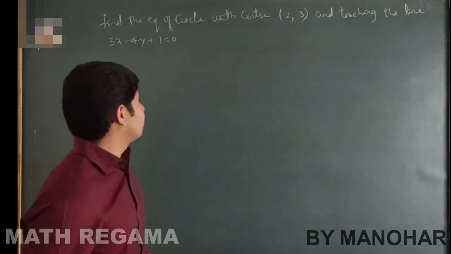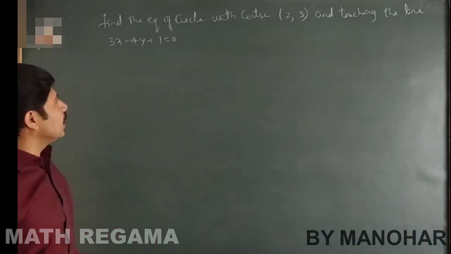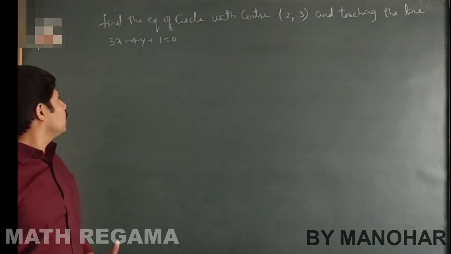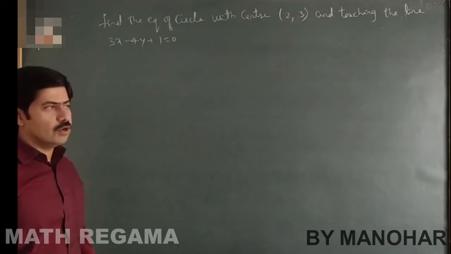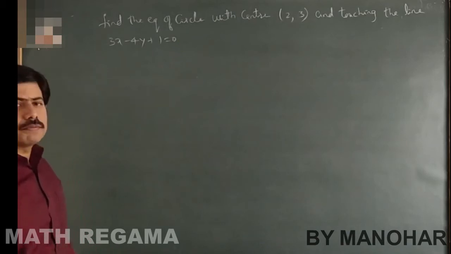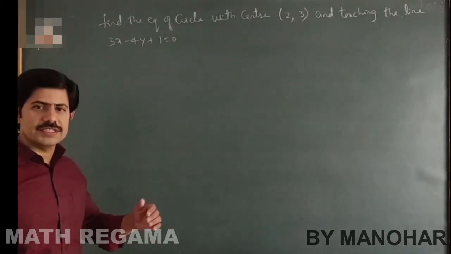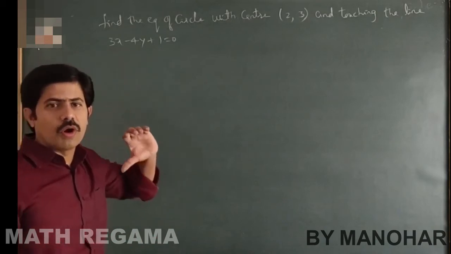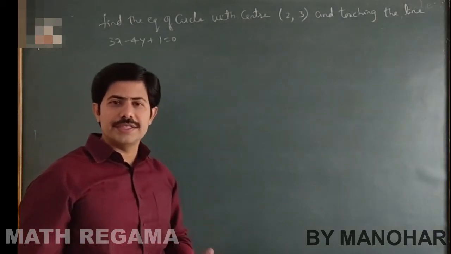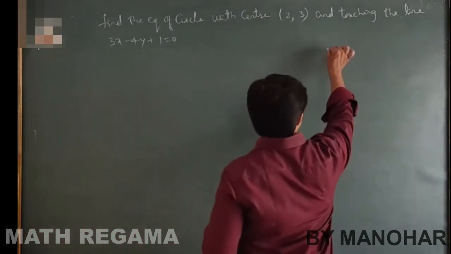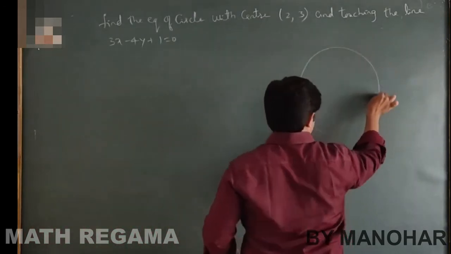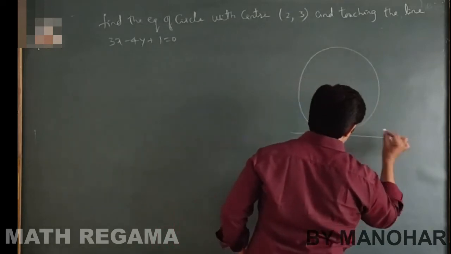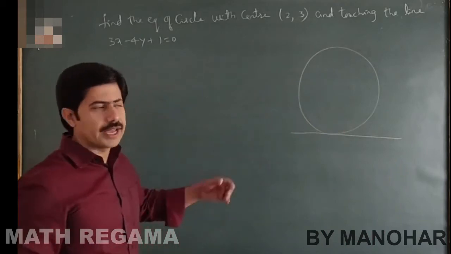So next problem. Find the equation of the circle with center (2, 3) and touching the line 3x minus 4y plus 1 is equal to 0. So here 3x minus 4y plus 1 is equal to 0 touches the circle. So what is this line 3x minus 4y plus 1 is equal to 0? It is nothing but a tangent. See here, now this is the circle. 3x minus 4y plus 1 is equal to 0 touches the circle. So it is a tangent.